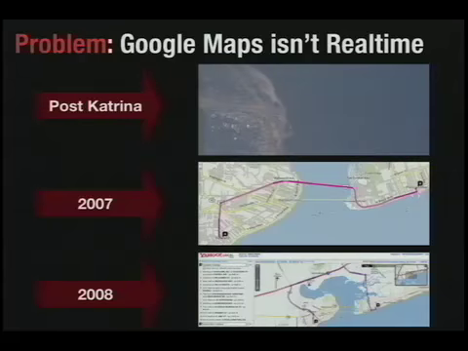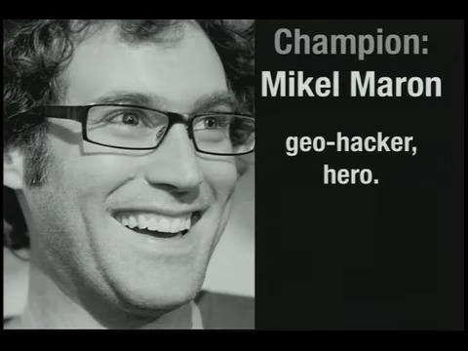So the problem was it wasn't real time. So the mapping data was not current. There was a timeliness problem. And there was no way for aid workers like me to update Google Earth and Yahoo and all the other routes in order to actually be effective in the field.